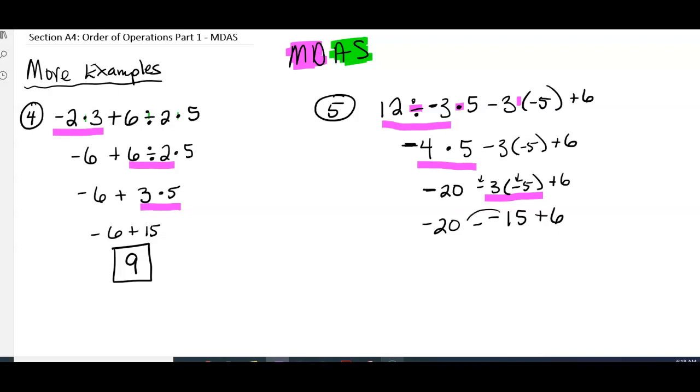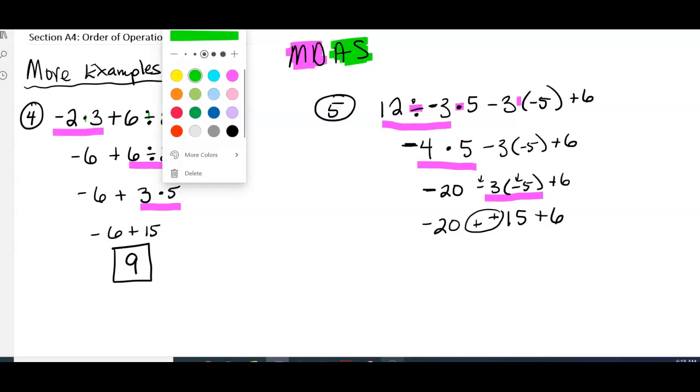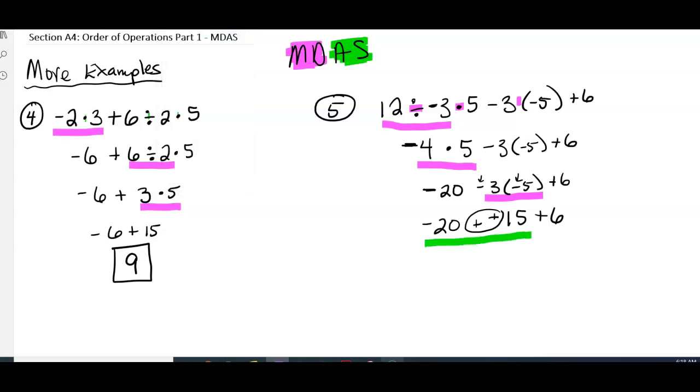Now you have to recognize what happens when you have 2 negatives. Remember, this is when we circle it and make it a plus. So now I have 2 operations to do. I'm going to start on the left. Negative 20 plus 15. Those are different signs because this is a negative 20 and this is a positive 15. Different signs subtract. 20 minus 15 is 5. But because the bigger number was negative, my answer is negative 5. And then I bring down the plus 6.